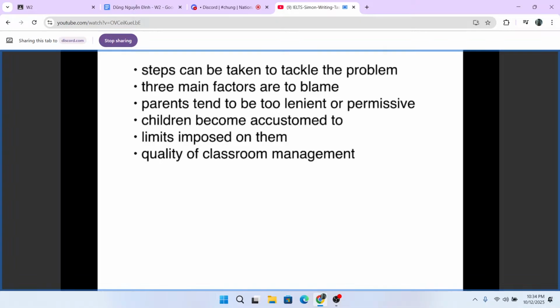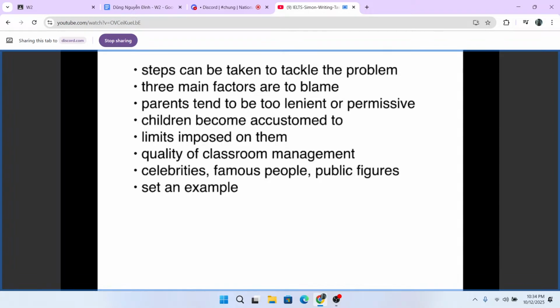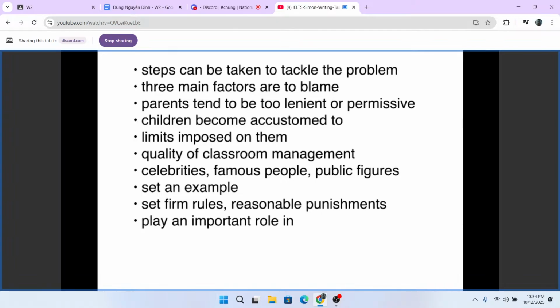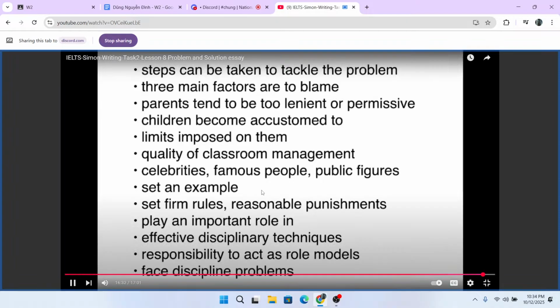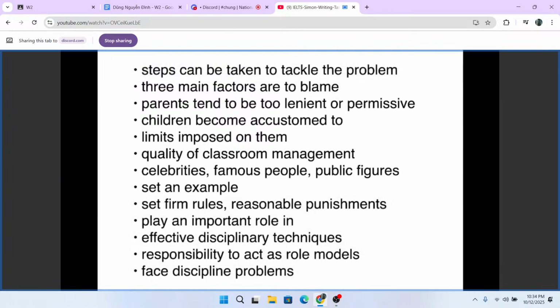"Quality of classroom management." Celebrities, famous people, public figures. "Set an example." "Set firm rules, reasonable punishments." "Play an important role in effective disciplinary techniques." "Responsibility to act as role models" and "face discipline problems". Those were the best phrases, I thought, in the essay, and the ones that examiners would really notice. And that's what would help the essay to get a band 9.